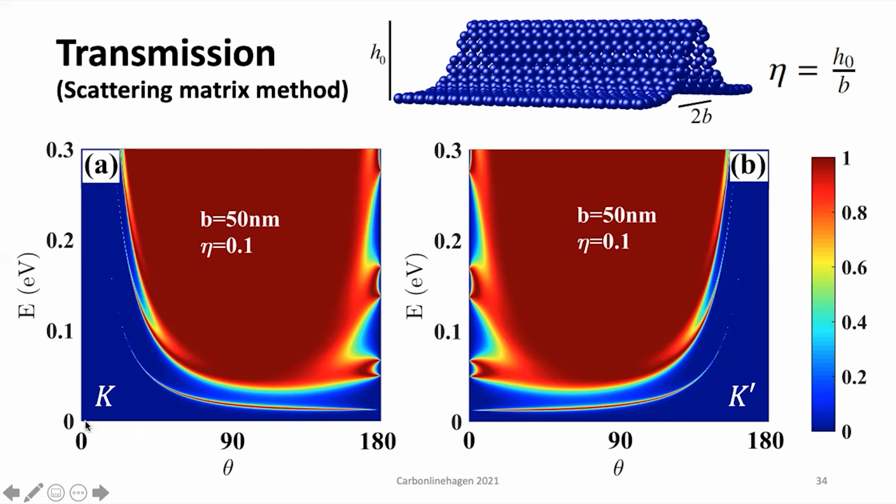Meaning that if we have an angle of incidence, let's say of 15, 20, 30 degrees, we will see all the states on the other side of the fold as originating from valley K prime, with no valley K states present in that current beam.